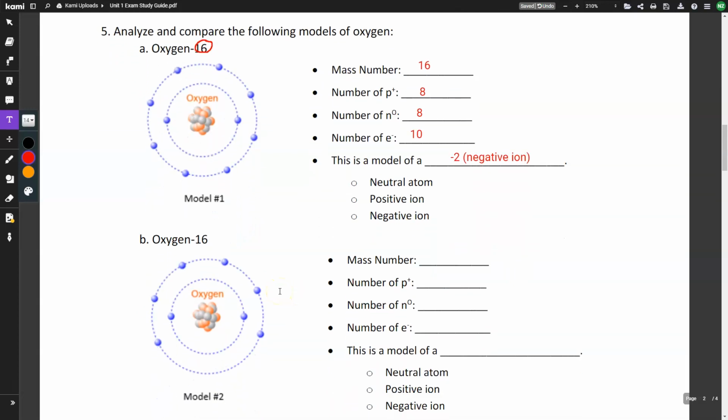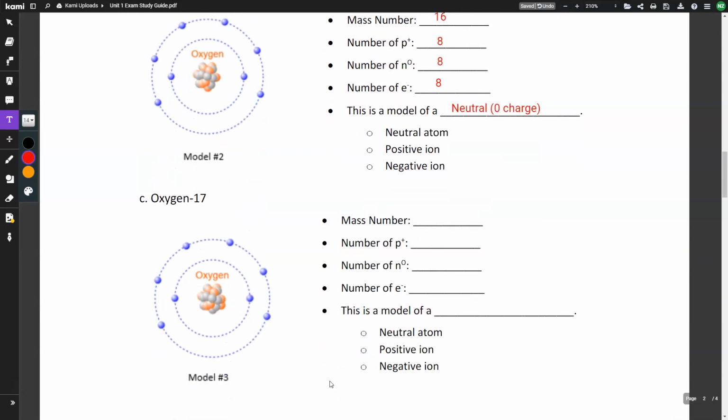All right. Now, be careful here, because this one's oxygen 16, so is this one. So the mass number is going to be the same. Because they're both oxygen, it'll have the same number of protons. It'll have the same number of neutrons. But you can already tell that we have a different number of electrons. Let's count these up. 1, 2, 3, 4, 5, 6, 7, 8. This will be neutral. 0 charge. The number of protons is equal to the number of electrons.